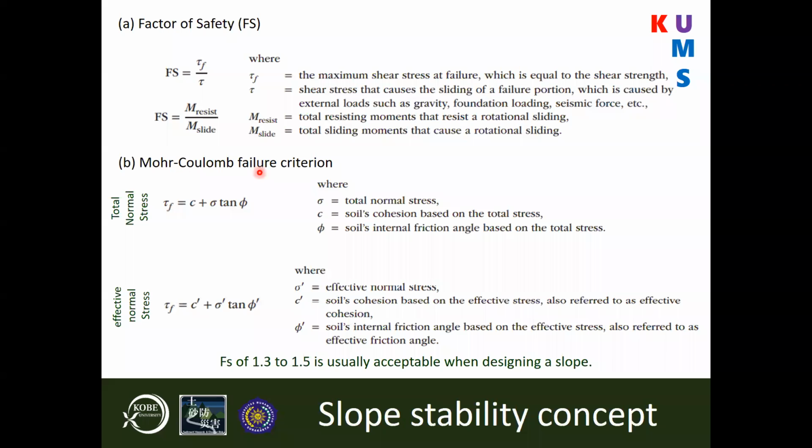So one of the most popular criteria, a way of calculating whether the slope is most likely to move, once we have that concept, is called the Mohr-Coulomb failure criterion.